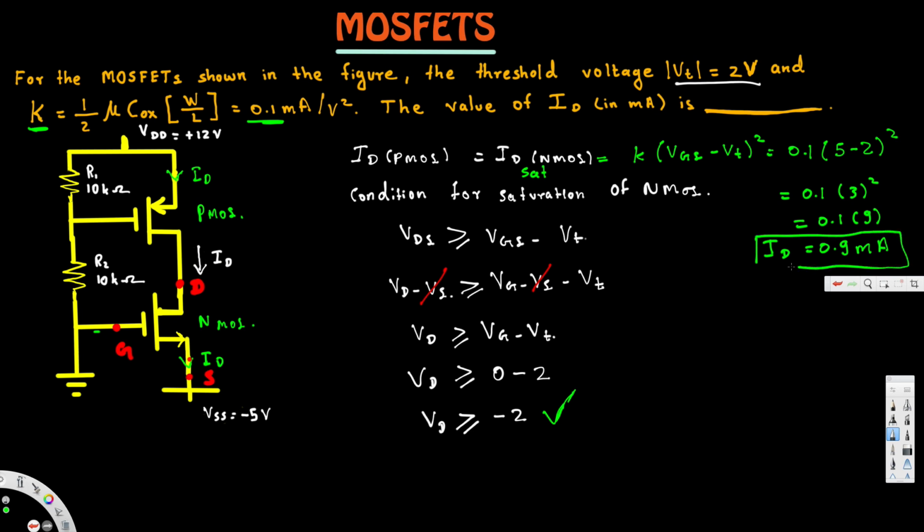In both MOSFETs we are going to have the same current. So the final answer is 0.9 milliamperes, and that's how we do this kind of problem. I hope this helps. Thanks for watching.